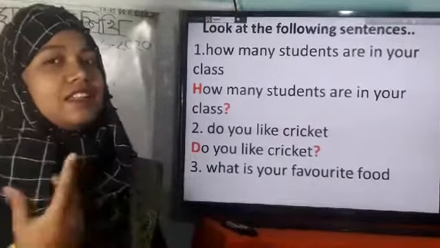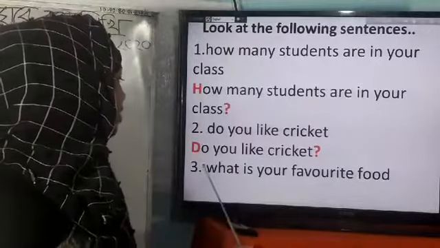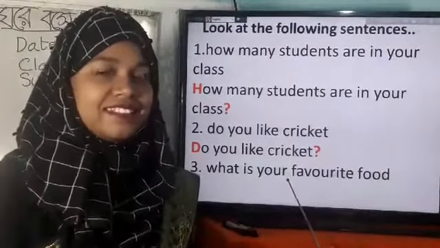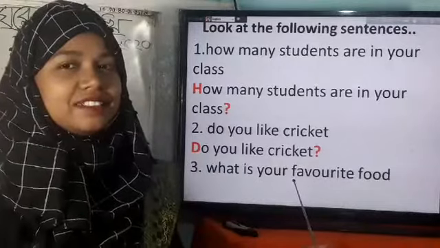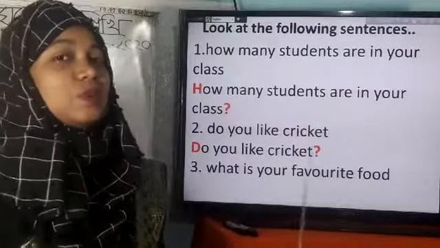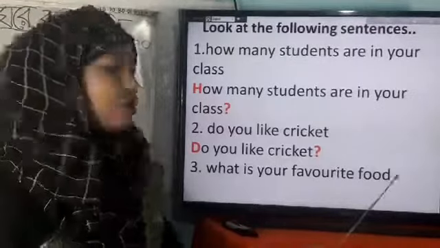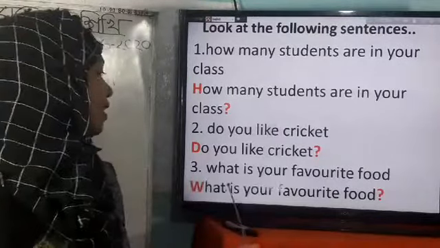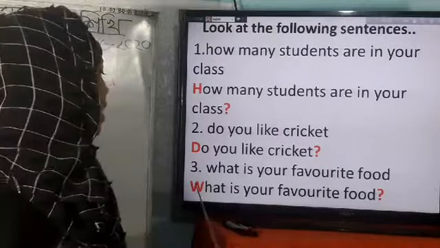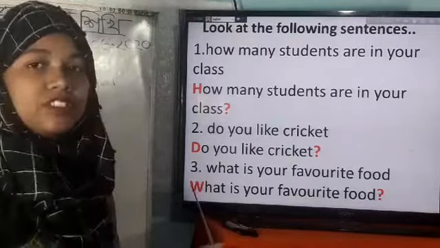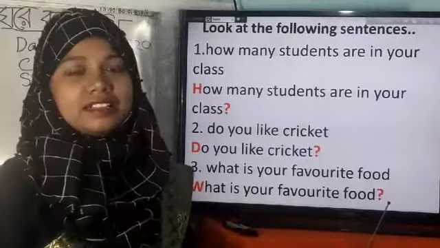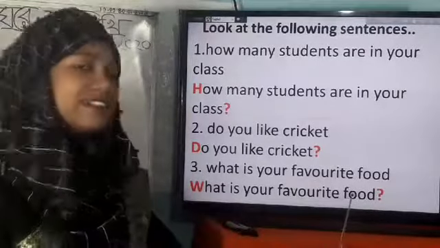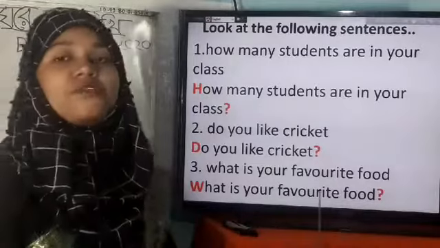Okay, dear student. Now, last sentence, number 3. What is your favorite food? Is it a correct sentence? Can you guess, dear student? I think you can guess. There is no capital letter and no punctuation mark. So, this is the correct sentence. I have used capital W, and after finishing the sentence, there is a question mark. So, this is the correct sentence. What is your favorite food?